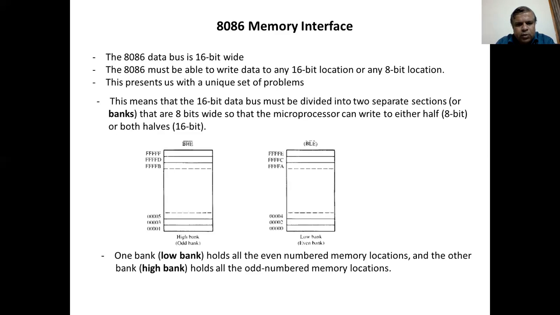So how is the 16-bit data stored? 16-bit data is stored in the 2 memory banks. The low byte is stored in the even bank at an even address, and the high byte will be stored in the high bank at an odd address. So that is how 8-bit or 16-bit data is stored in these memory banks.